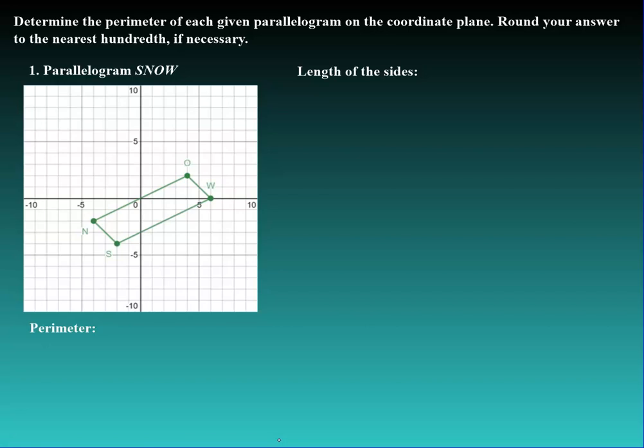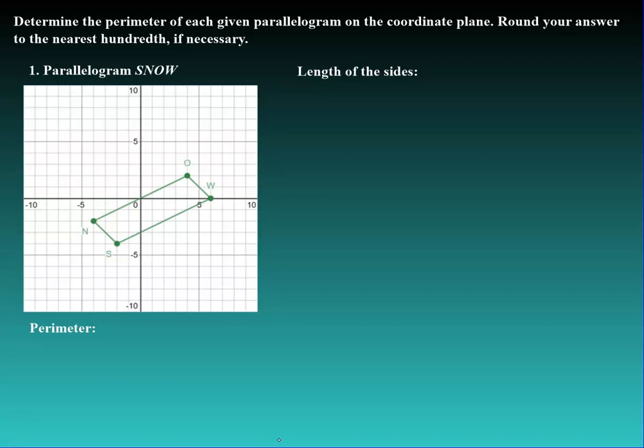Alright, so remember that a parallelogram is very similar to a rectangle. So if we know one of the long sides, so if I know this side here, then I also know that side there because they're equal. Same thing here, if I know NS, then I'm going to know OW. Okay, so parallelogram SNOW is what we're working with.